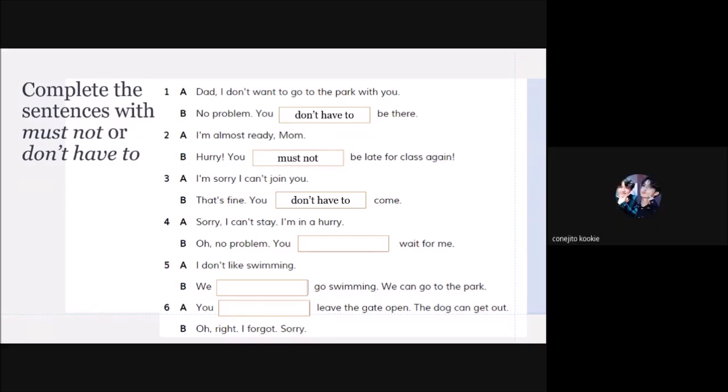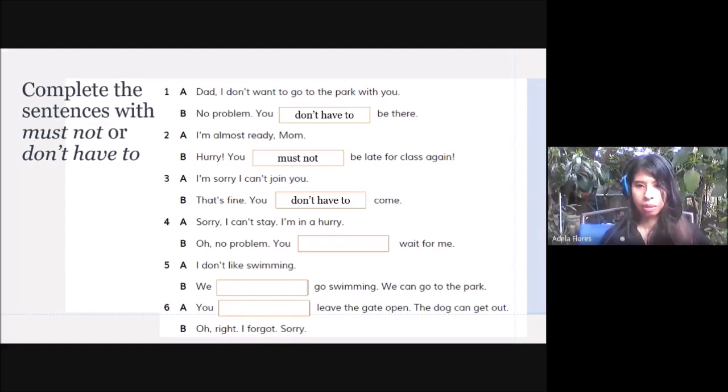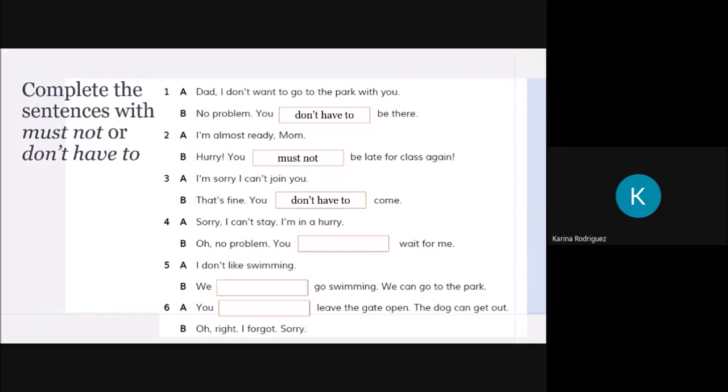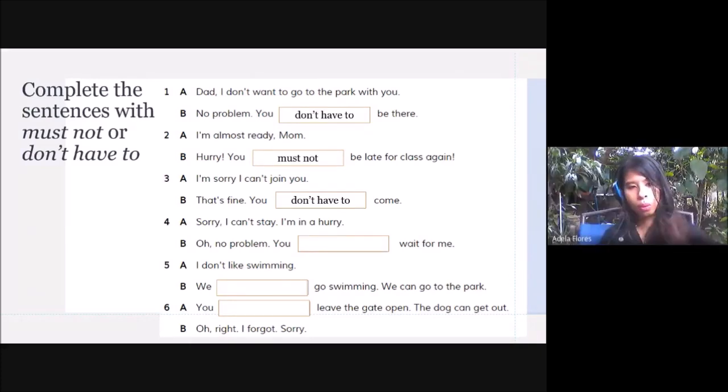And the rest, los demás, ¿qué opinan? ¿Sería must not o don't have to? Don't have to. You don't have to, okay. En este caso vamos a usar don't have to porque no es una obligación, ¿ok? Es como, lo siento, no me puedo quedar, estoy apurado. Ah, no importa. No te tenés que quedar esperándome. Okay. So you don't have to wait for me.